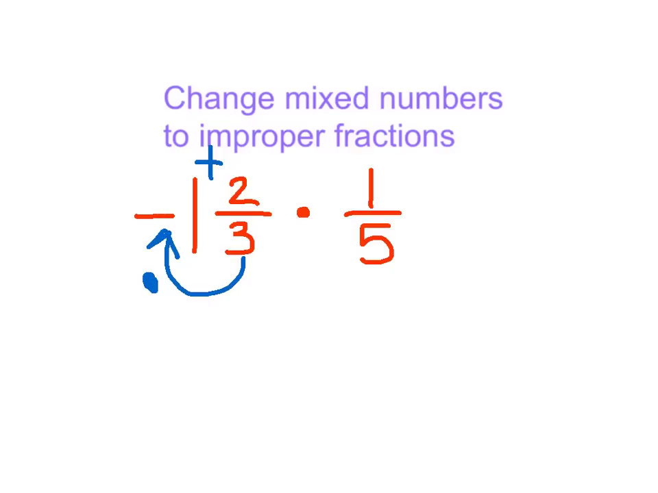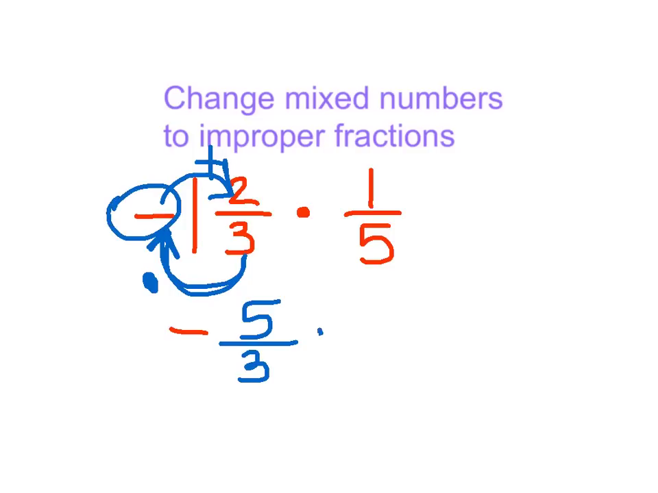At this point, I'm just going to ignore the negative sign, put it down there. So then I look at what I just said. 3 times 1 is 3, plus 2 is 5. So this fraction would be 5/3. Now it's very simple. Negative 5/3, don't forget that negative sign, times 1/5.